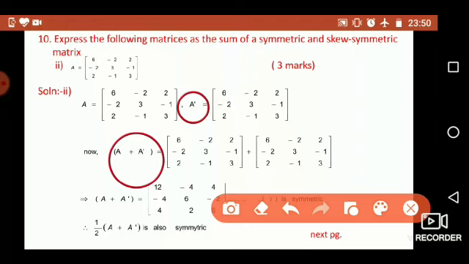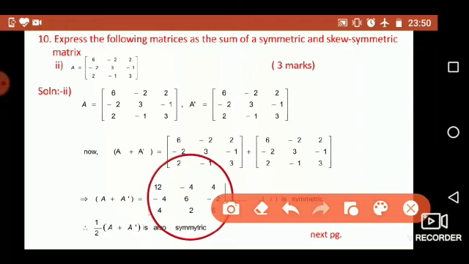Therefore, A plus A dash is equal to, we add the corresponding elements of both the matrices, that gives 12, minus 2 gives minus 4, 2 plus 2 gives plus 4. Similarly, we can add the corresponding elements of the second row and third row respectively. We have the matrix containing the elements 12, minus 4, 4 in the first row, minus 4, 6 and minus 2 in the second row. Third row elements are 4, minus 2 and 6. Therefore, 1 by 2 times A plus A dash is also a symmetric matrix.